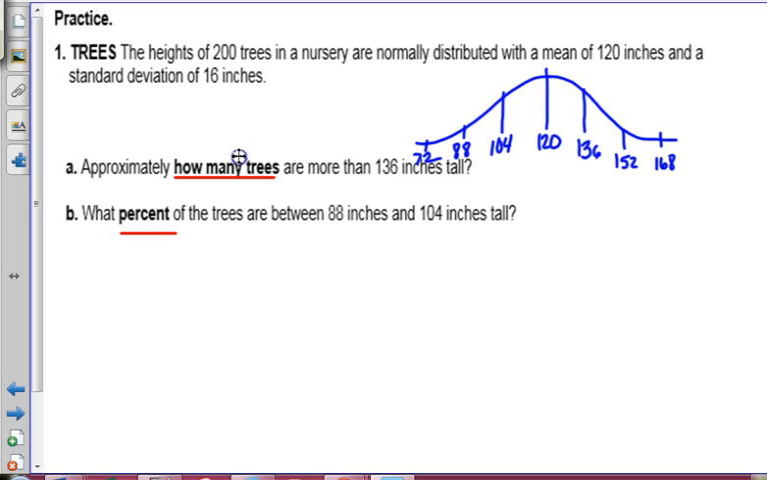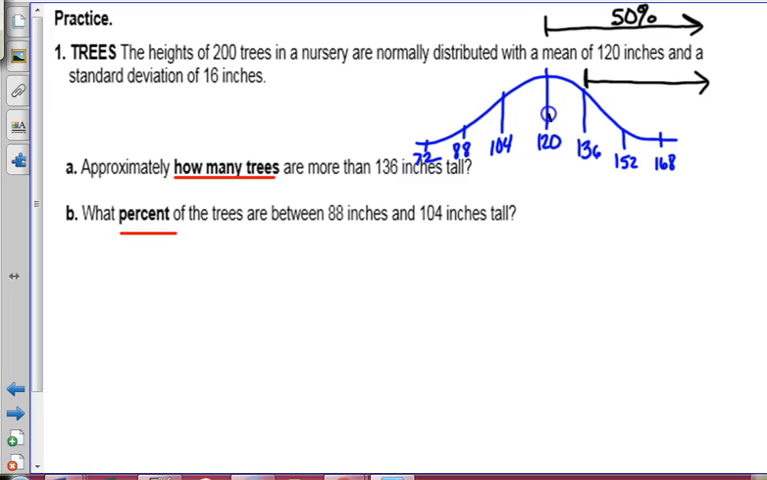All right. Approximately how many trees are more than 136 inches tall? Well, more than 136 means forever this way. Okay? Anybody tell me, not just 3 standard deviations out, but all of it that way. So what is all of it to the right of here? This is the mean, right? So everything to the right of the middle would be 50%. Does that make sense to everybody?